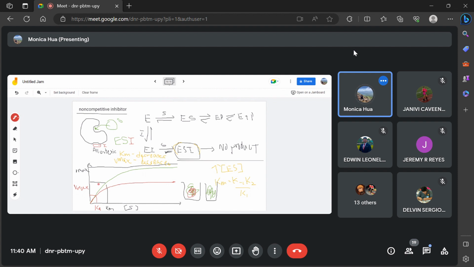Now, when we look at the other plot, let's look at the double reciprocal or Lineweaver-Burk plot. So if we look at that plot, you guys draw it. Usually if we're in class, I'm going to tell you guys to draw it.